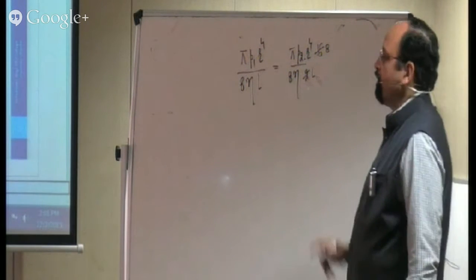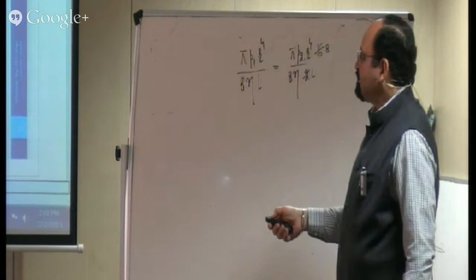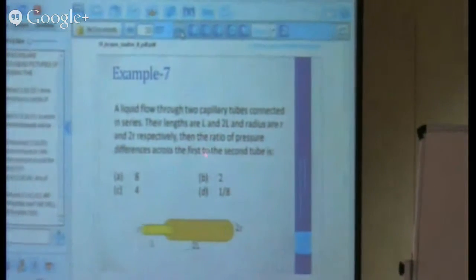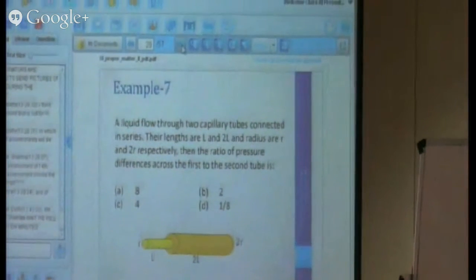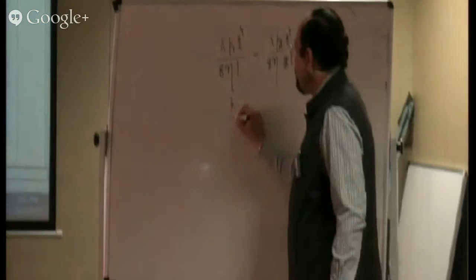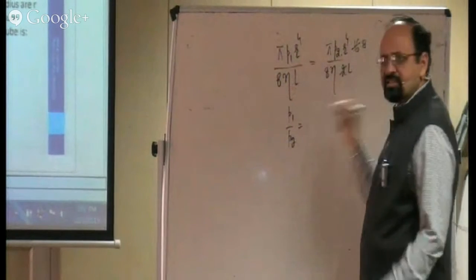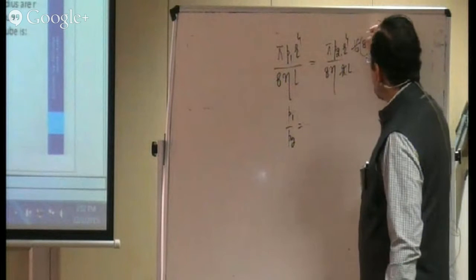Now read it carefully. Which ratio is he asking for? He says the ratio of the pressure difference across the first to the second tube. That means I have to write P1 by P2. If I take this P2 on this side, the rest are all constants, they'll cancel out. What is left out?